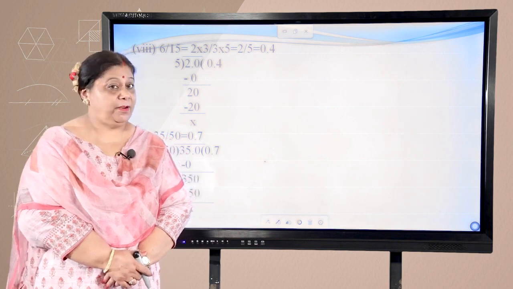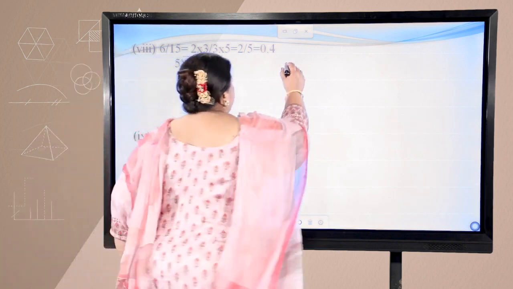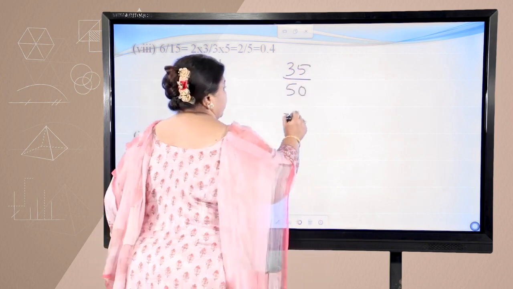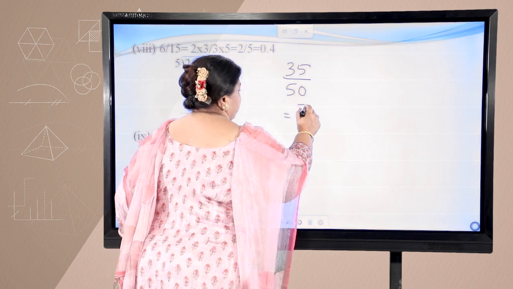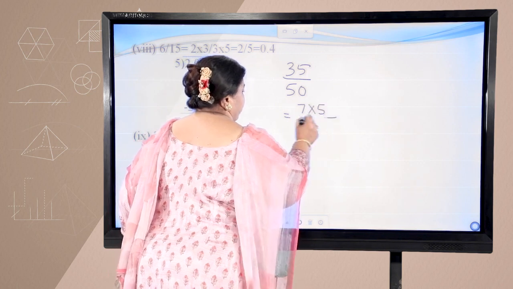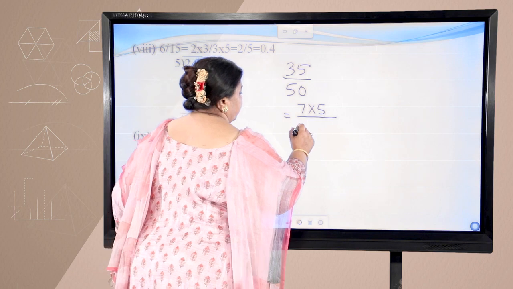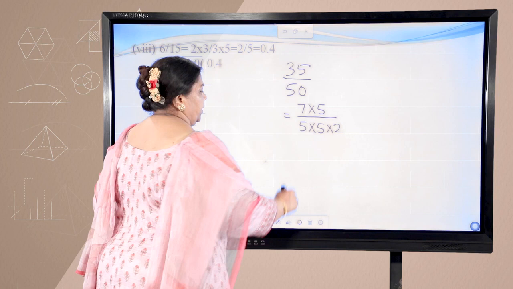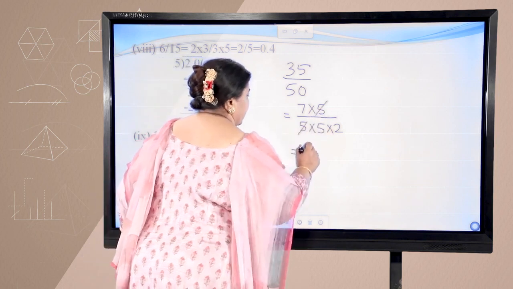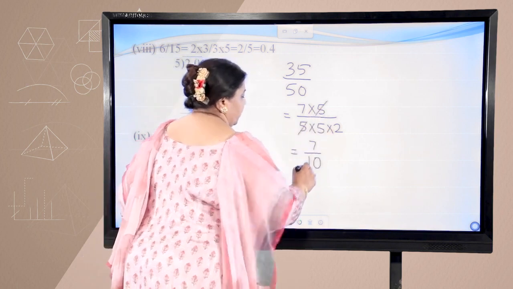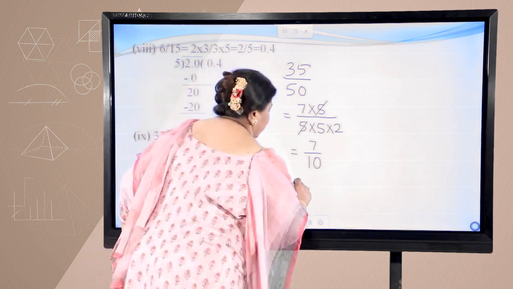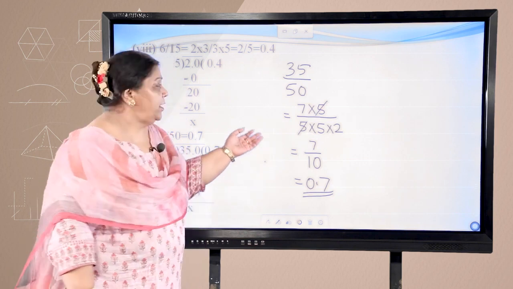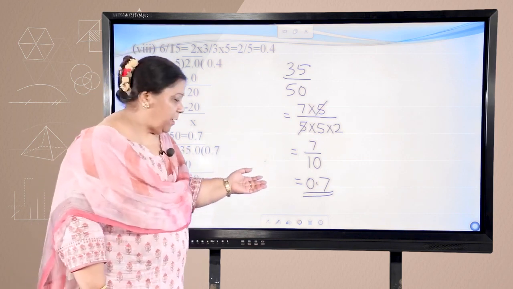So, students, let us do the next part. It is 35 divided by 50. What are the factors of 35? Yes, you are right, 7 5s are 35, and here I can get 5 into 5 into 2. So, 1 5 gets cancelled, I get 7 upon 10. Fantastic. I need not change. So, 0.7 is the decimal expansion of 35 upon 50.